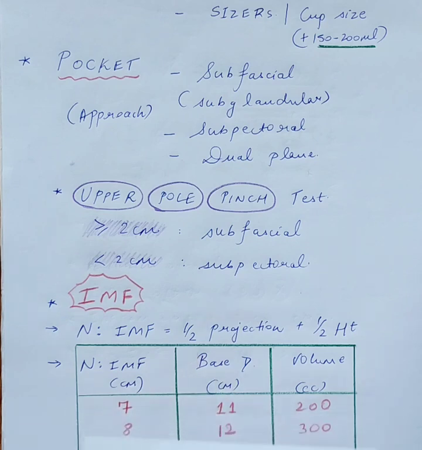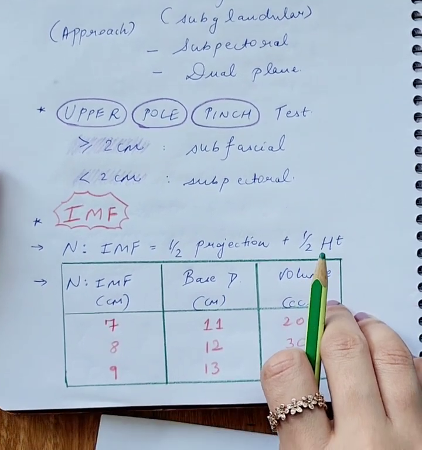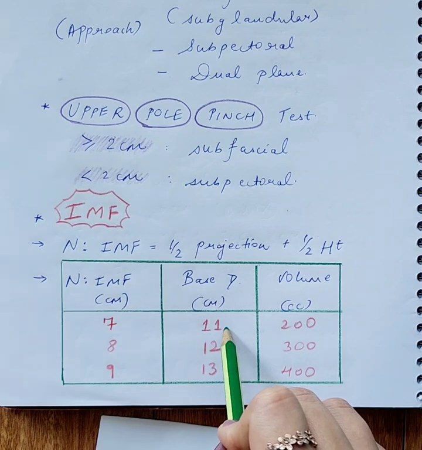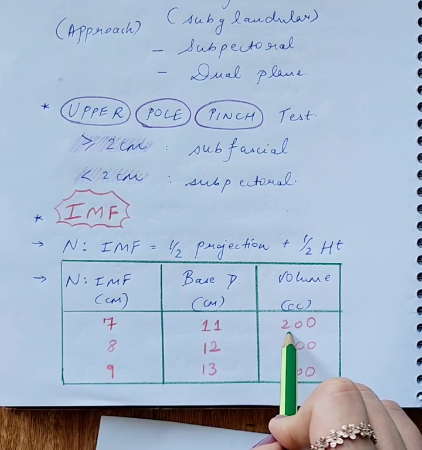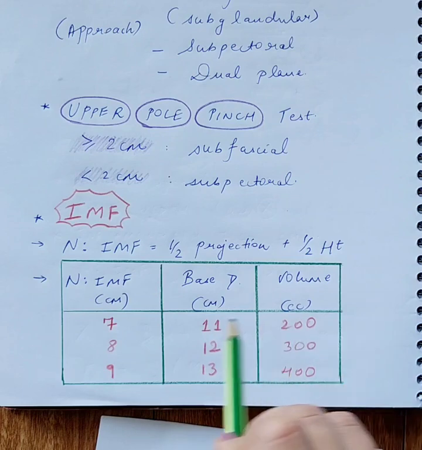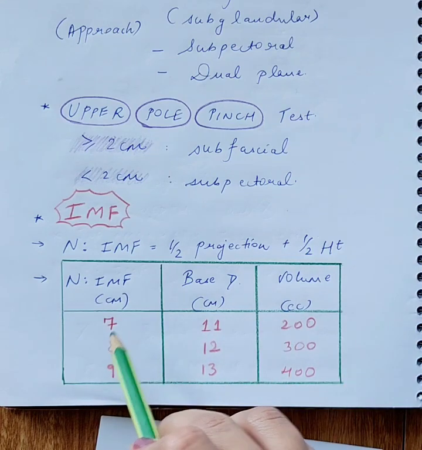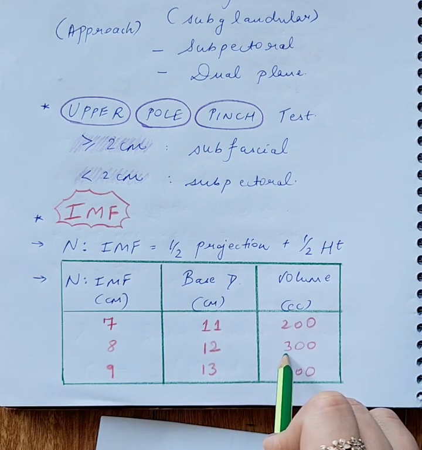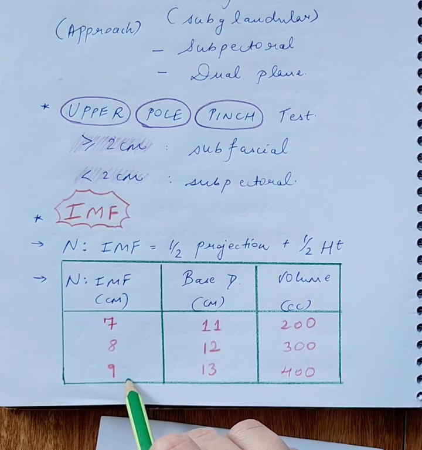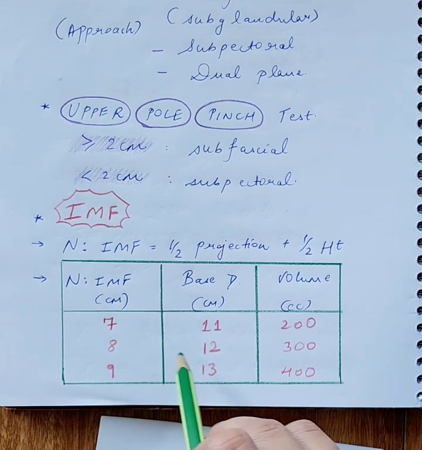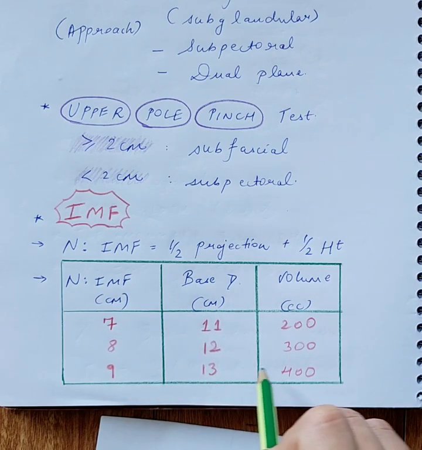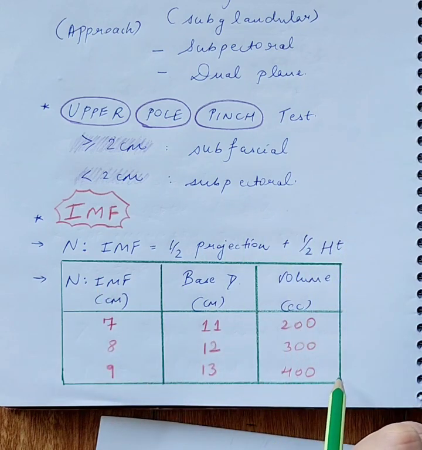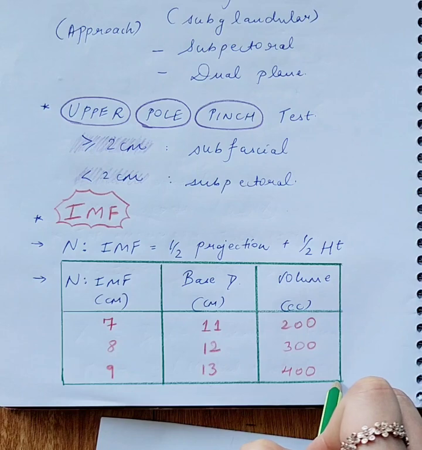So if the nipple to IMF distance is about 7 cm, then the base diameter, that is the base width of the implant, is usually taken at 11 cm, which can have a starting of 200 cc of volume. If the distance is 8 cm, it can accommodate an implant with 12 cm base width and volume of 300. Again, plus 1. If it is 9 cm of distance, then we can have a base width of 13 cm with a volume as high as 400 ml. This helps to give us a rough idea as well on how to select the size and the volume of the implant.